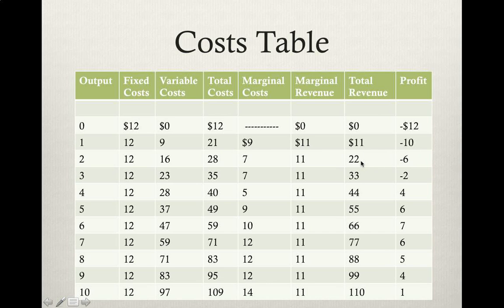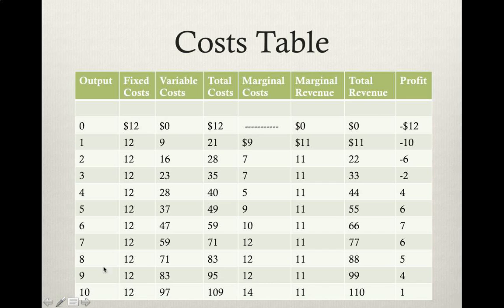Then my total revenue is 22. My total costs are 28, which is a negative 6. And we don't get to the point where we're actually making any money until we sell 4 of them, because we have to cover our fixed costs. And so you can see as we go up, profits start to go up and then they start to go back down.